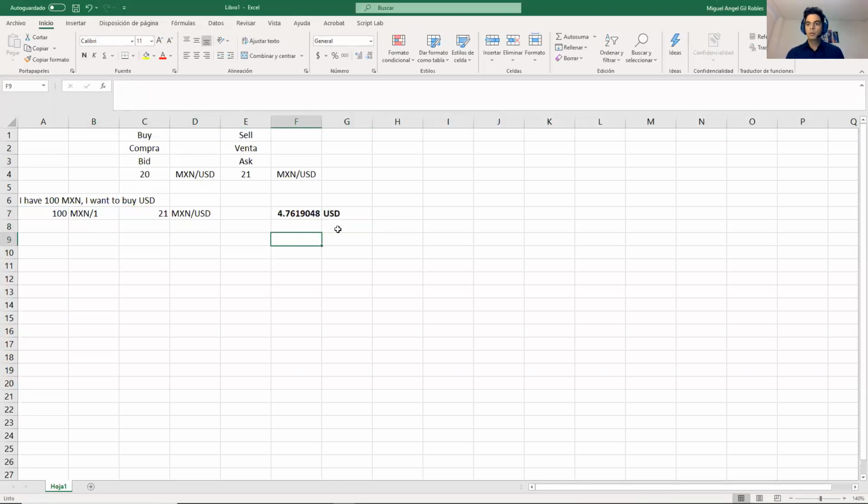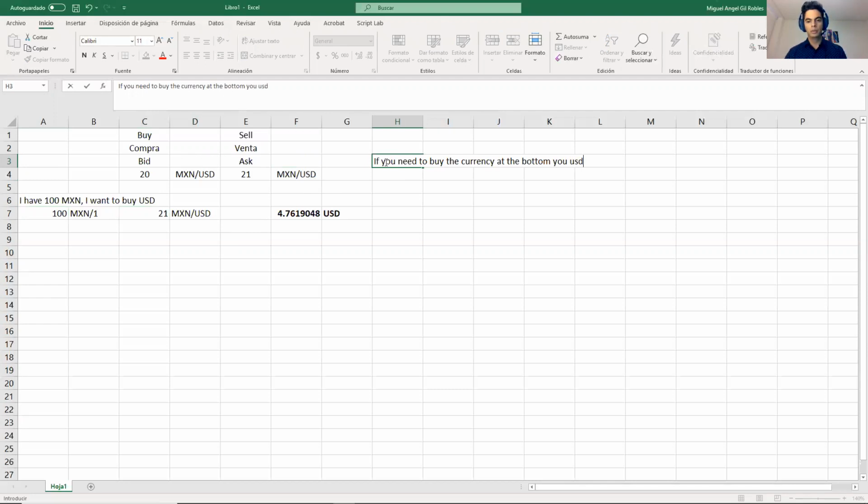So now I will give you a tip. This can also be very useful for you when you do the exercises. This tip is very simple. The reasoning is like this. When you need to buy the currency at the bottom, in this case dollars, you will have to use ask. Okay, I will write it in here. If you need to buy the currency at the bottom, or in the denominator, you will have to use ask.